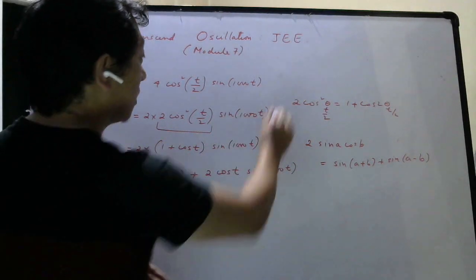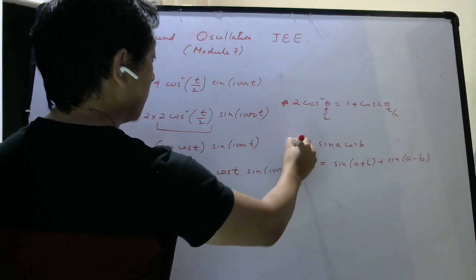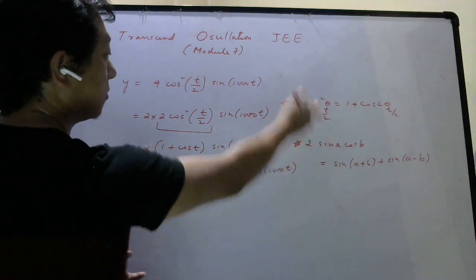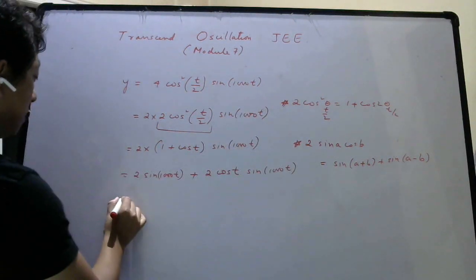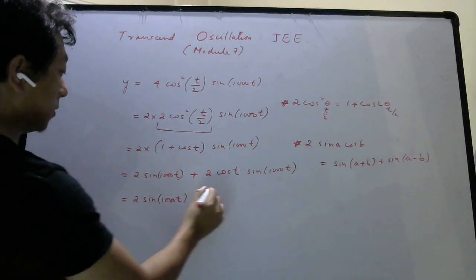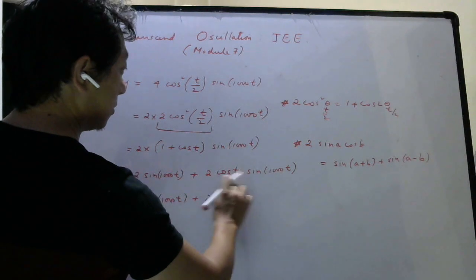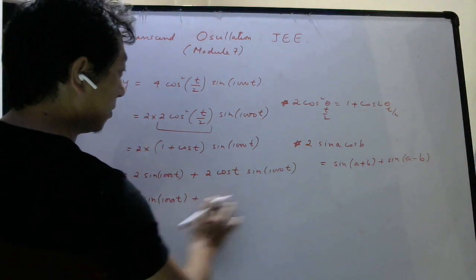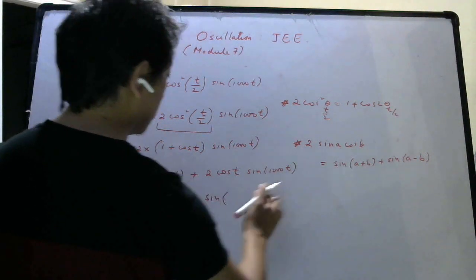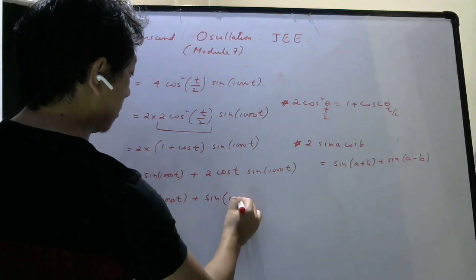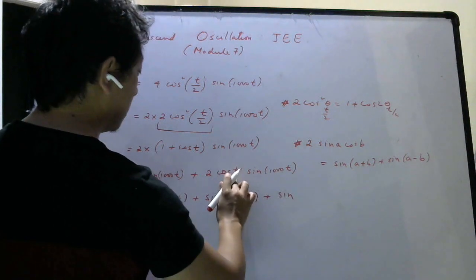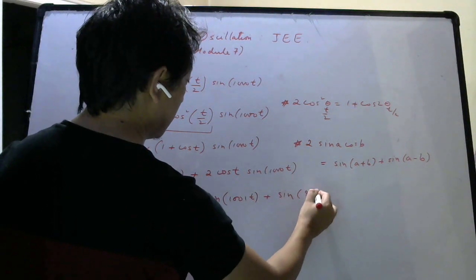So all these trigonometric identities should be memorized. I'm sure most of you know these formulas. If not, you must try to remember them. So 2 sin 1000 t, plus, 2 sin a cos b is this formula, right? So sin a plus b, it will be 1000 t plus t, so 1001 t, plus the next will be sin a minus b, so 1000 minus 1, it will be 999 t.